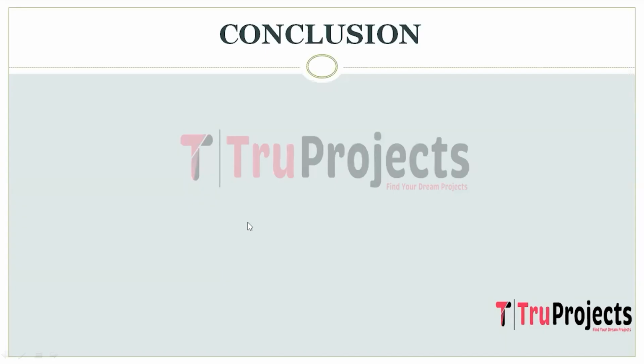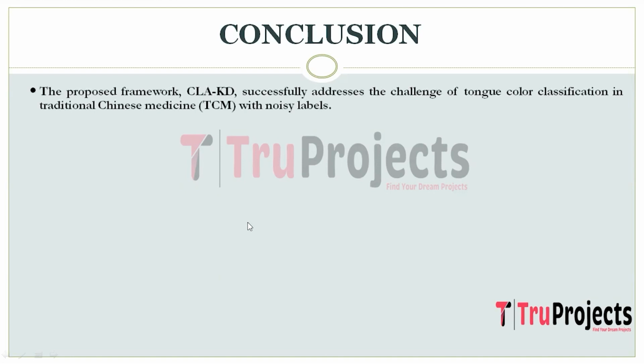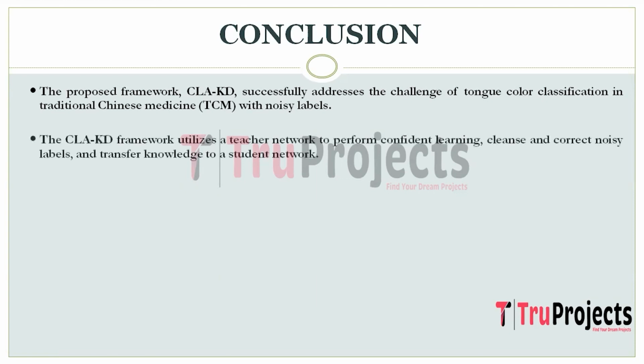Conclusion of the project. The CLA-KD framework presented in this project effectively tackles the intricate challenge of tongue color classification in traditional Chinese medicine, despite the presence of noisy labels in the dataset. With the CLA-KD framework, a teacher network plays a pivotal role in performing confident training, cleansing and rectifying noisy labels, and facilitating the transfer of valuable knowledge to a student network, ensuring accurate classification.